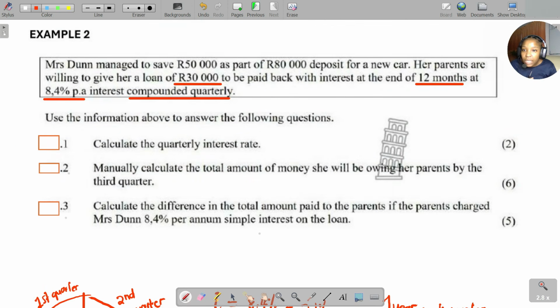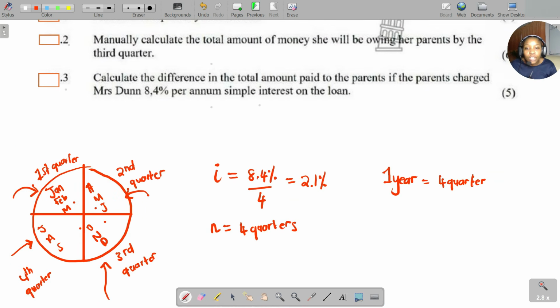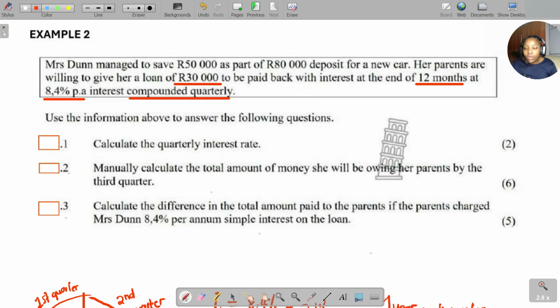Okay, let's do that. So we've just done a quick analysis where we found the interest rate. The interest rate is 2.1%, and then we've changed the payment period to be in quarters. Right, so now let's look at the questions. It says use the information above to answer the following questions. They're asking us to calculate the quarterly interest rate.